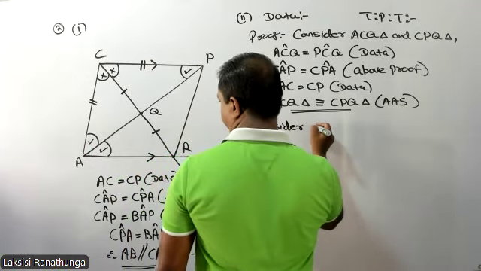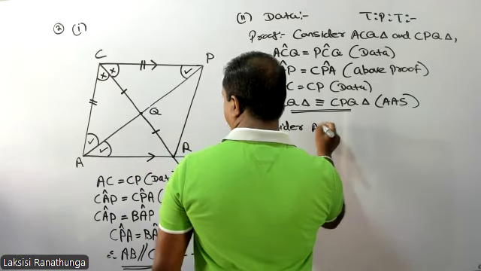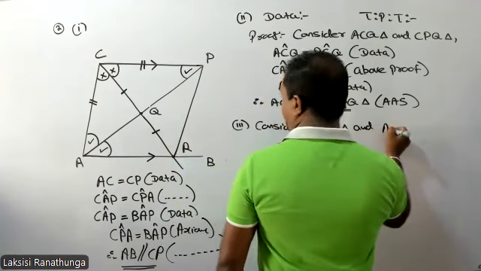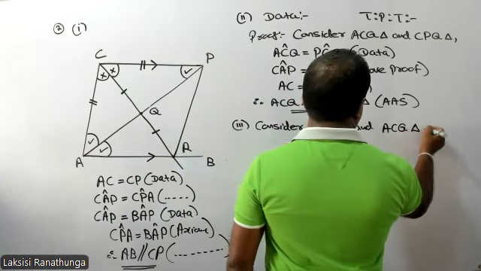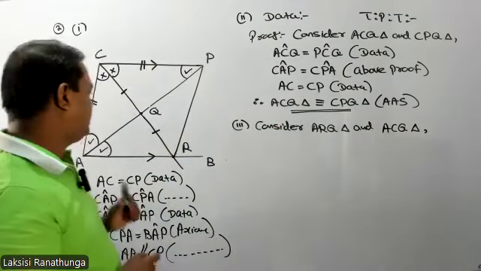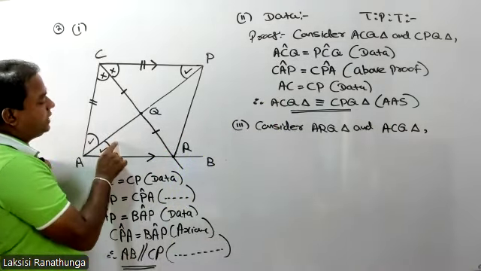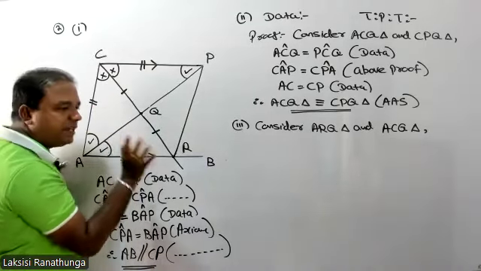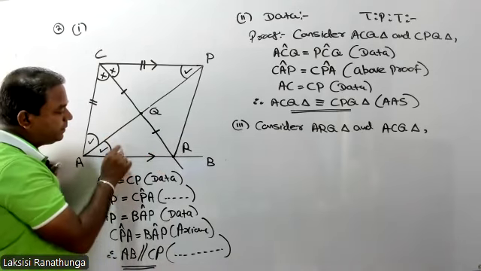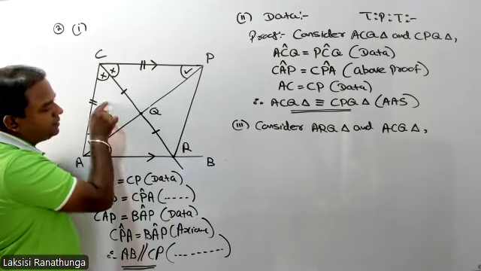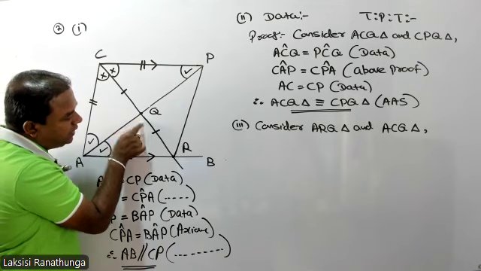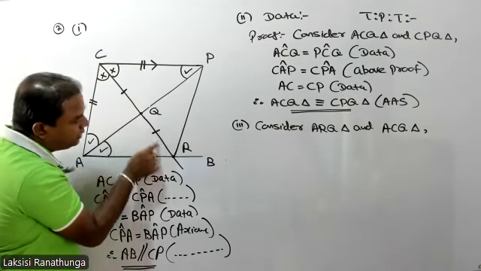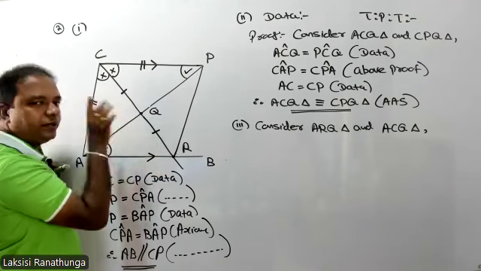Consider triangle ARQ and triangle ACQ. In these two triangles, QR equals CQ. QR equals CQ, data.